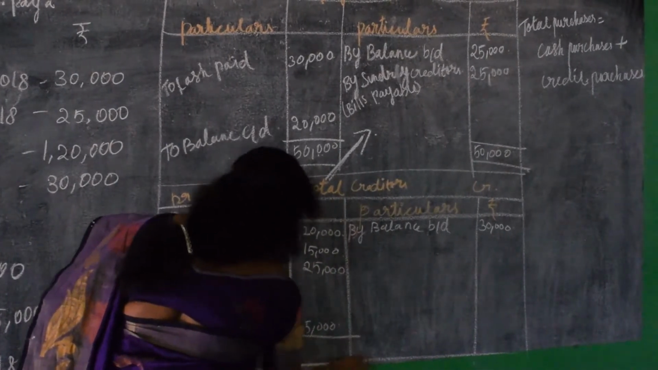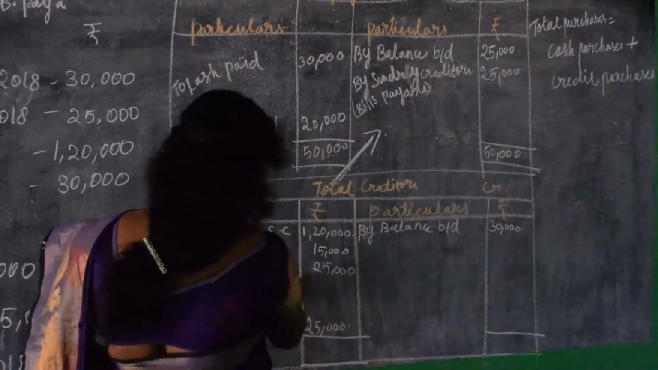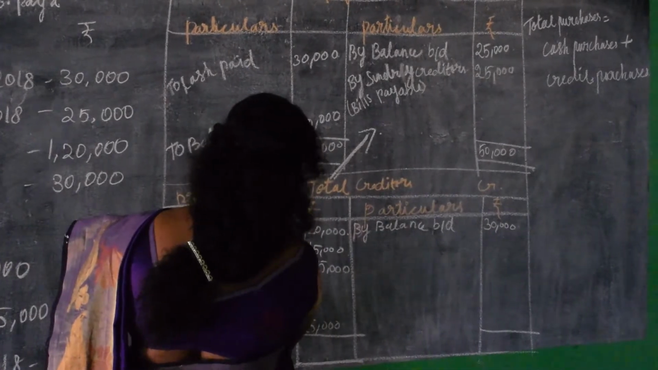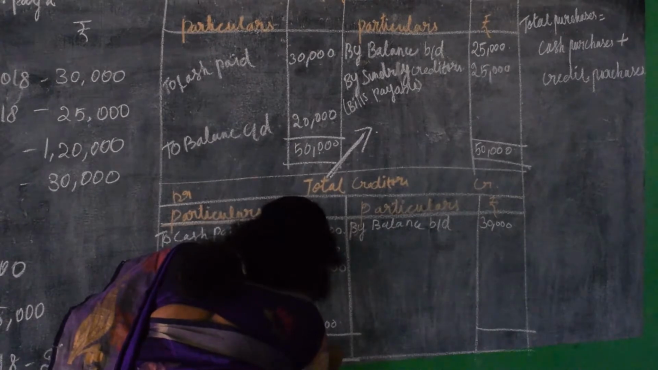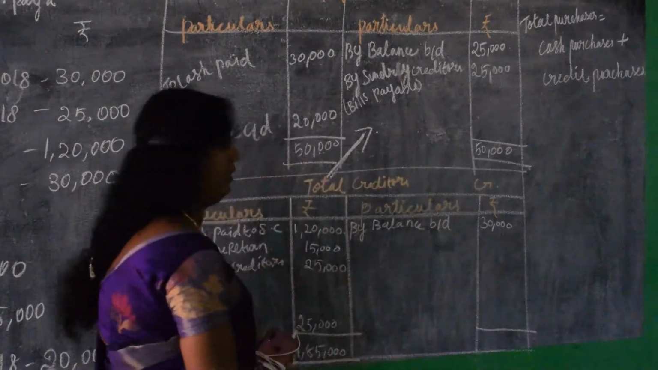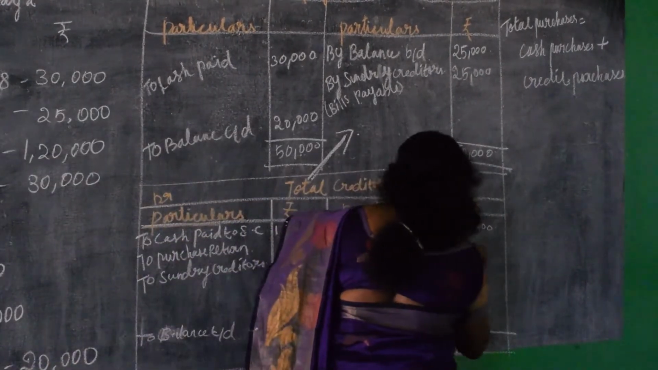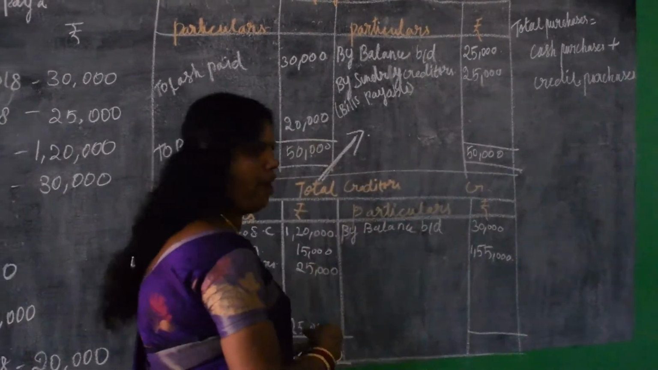Okay, now total it. You will get 1,50,000: 1,20,000, 20,000, 1,50,000, 1,70,000. You will get 1,85,000 on this side. On this side you get only 30,000. Make the difference. That gives now 1,55,000. That is what we have found out.